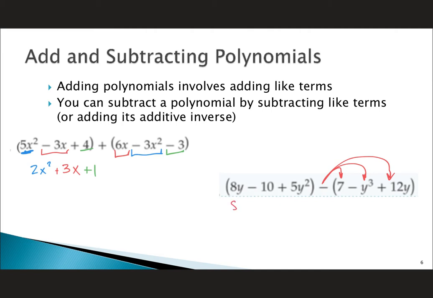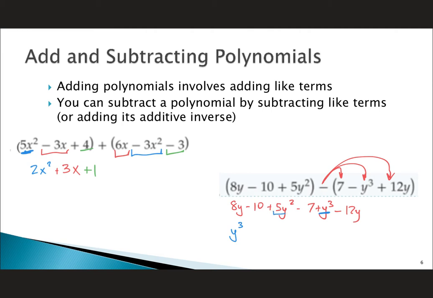So my first step is just going to be rewriting. Minus 7 plus y cubed. Whoops. All right, minus 12y. So make sure your signs go with you. Next, I'm going to look for the highest power. Change colors. Let's see. y cubed is my highest power, and I don't have another y cubed. So y cubed is going to go up front.